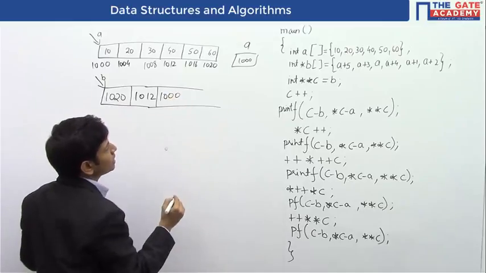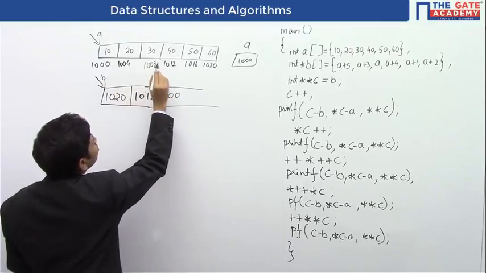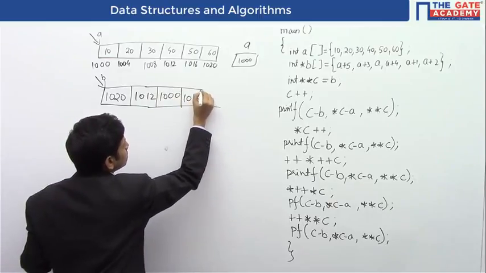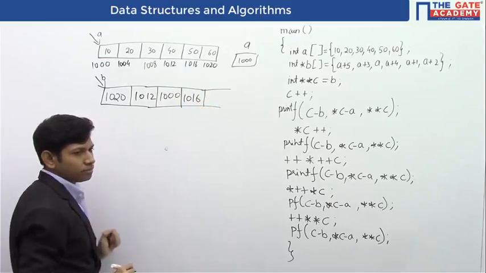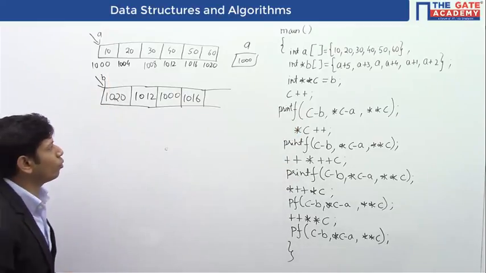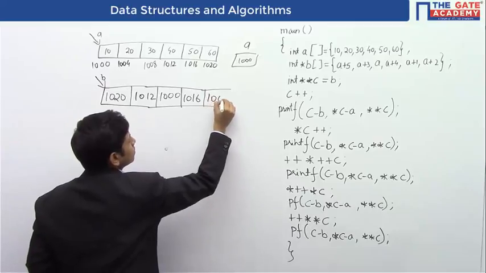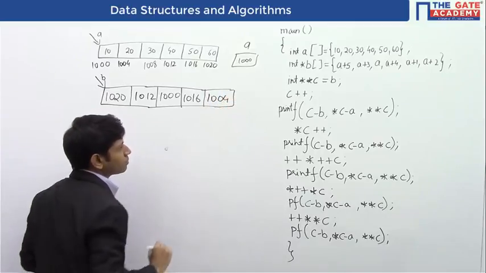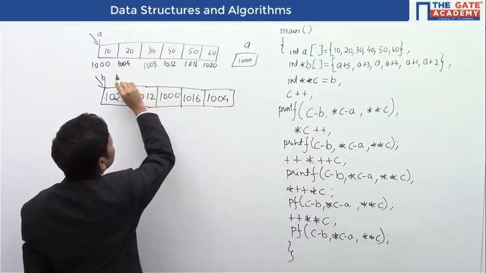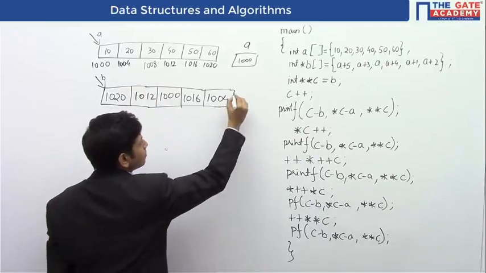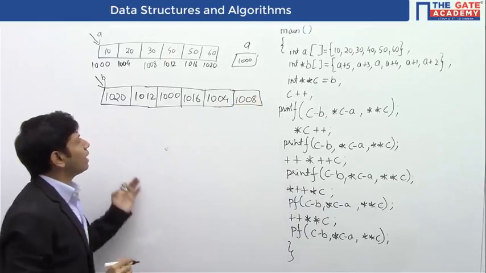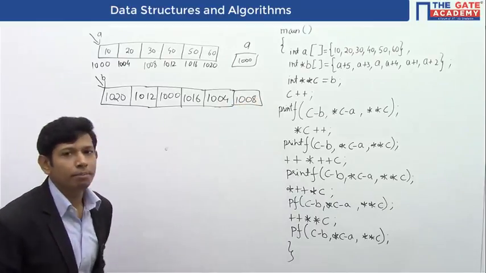Next is a plus 4. A plus 1, a plus 2, a plus 3, a plus 4 is 1016. Next we have a plus 1. A plus 1 is 1004. Last we have a plus 2. A plus 2 is 1008. Like this, we have completely filled the array B also.